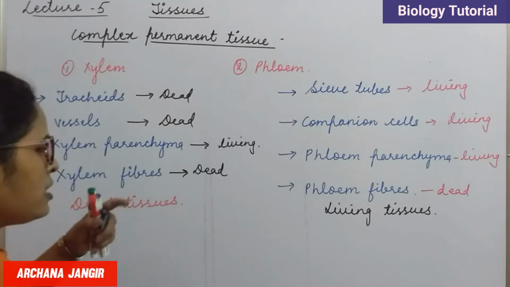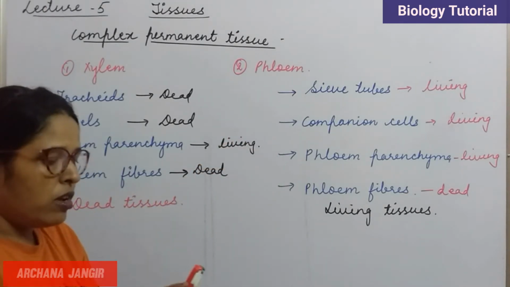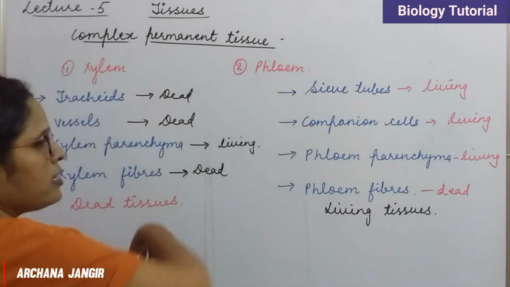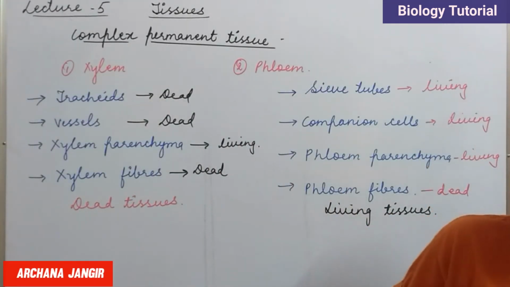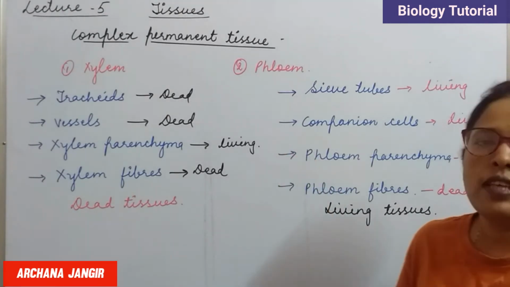So these are the cells of phloem and these are the cells of xylem. These are also called elements of xylem and phloem, components of xylem and phloem. All are the same things.